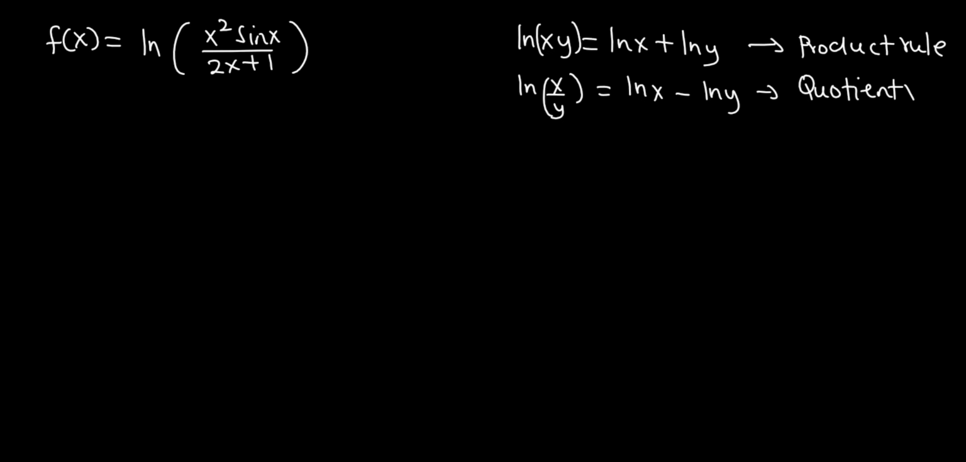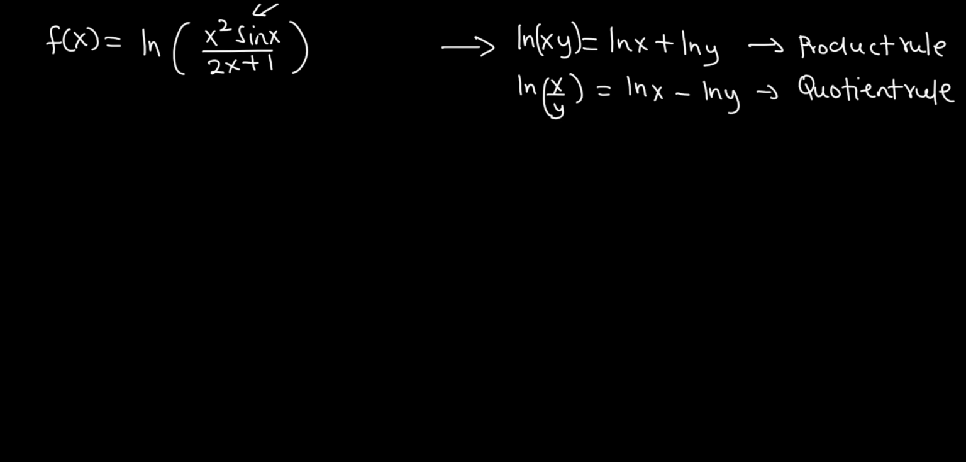The quotient rule. Okay, so now I'm going to apply these two rules and use them to rewrite this function that we have here. We are given f of x equal to ln of x squared sine x over 2x plus 1. Let's apply the first property to the numerator.